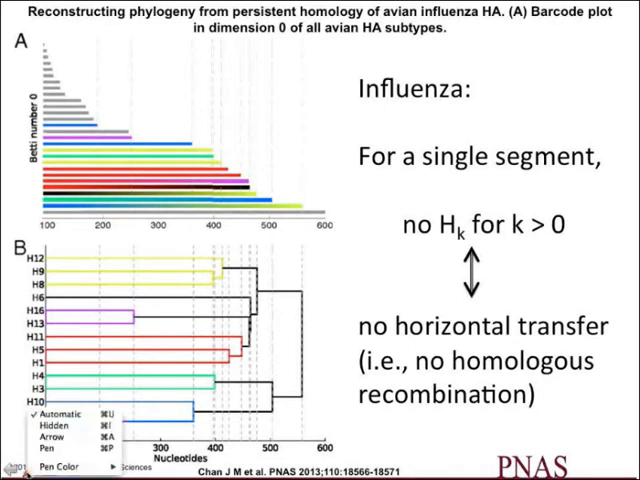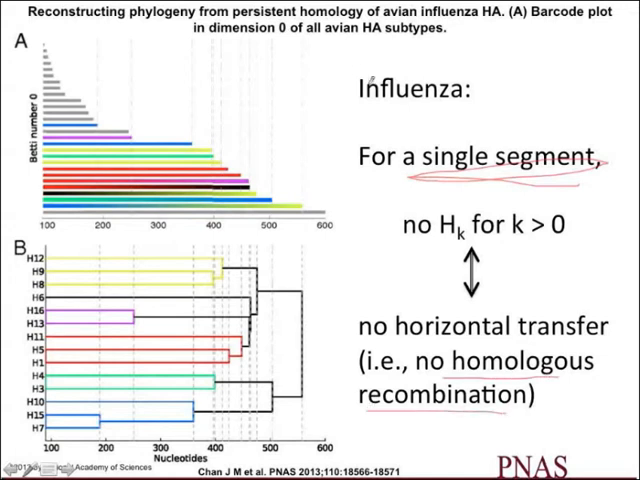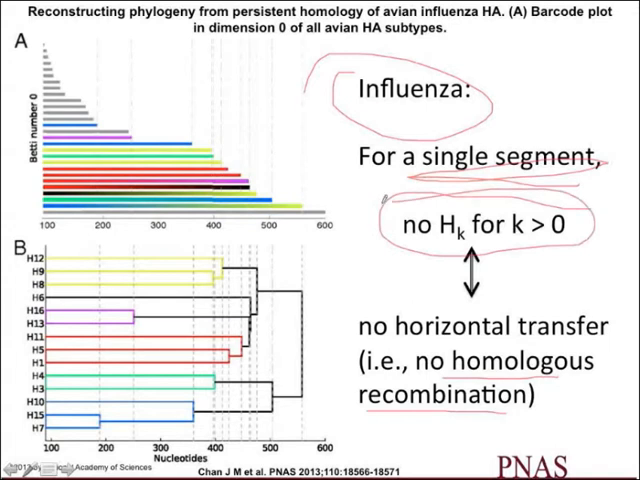We then took a look at influenza, and if we just take a look at a single segment, well, you can't have reassortment for a single segment, but one can look to see, do you have homologous recombination? Well, for the influenza virus, there was no higher homology for K greater than 0, and so thus there were none of these reticulation events where two things came together. So that meant no homologous recombination.